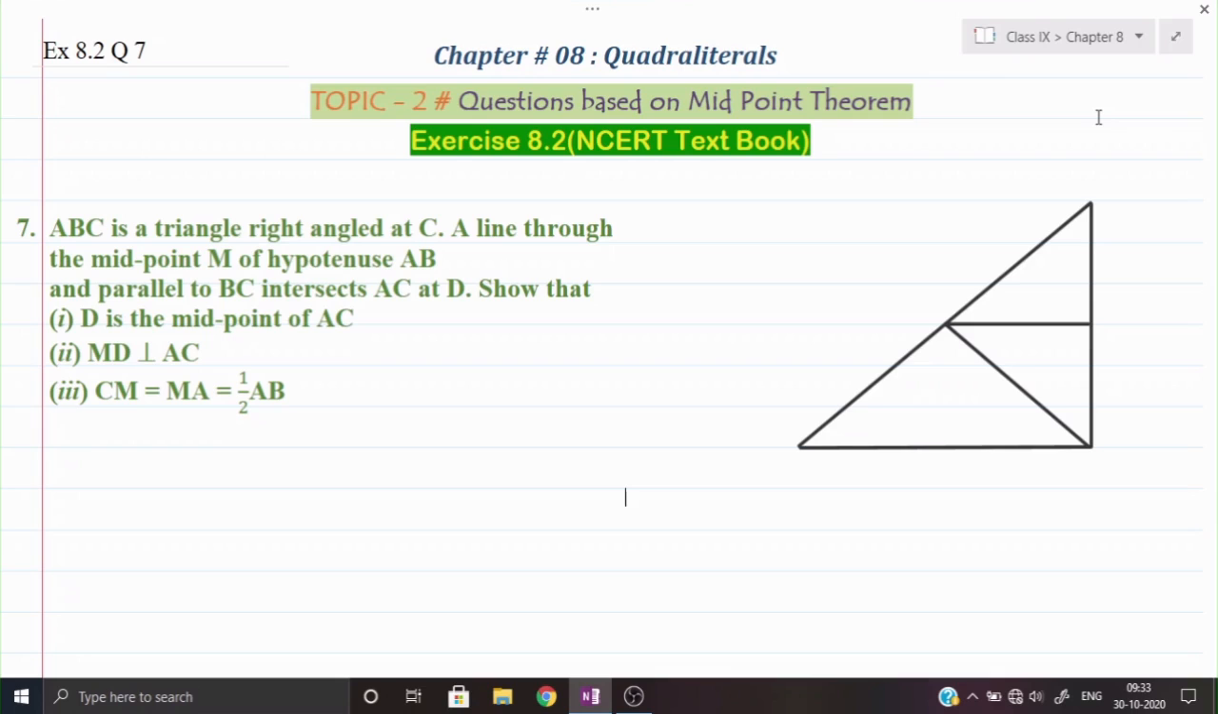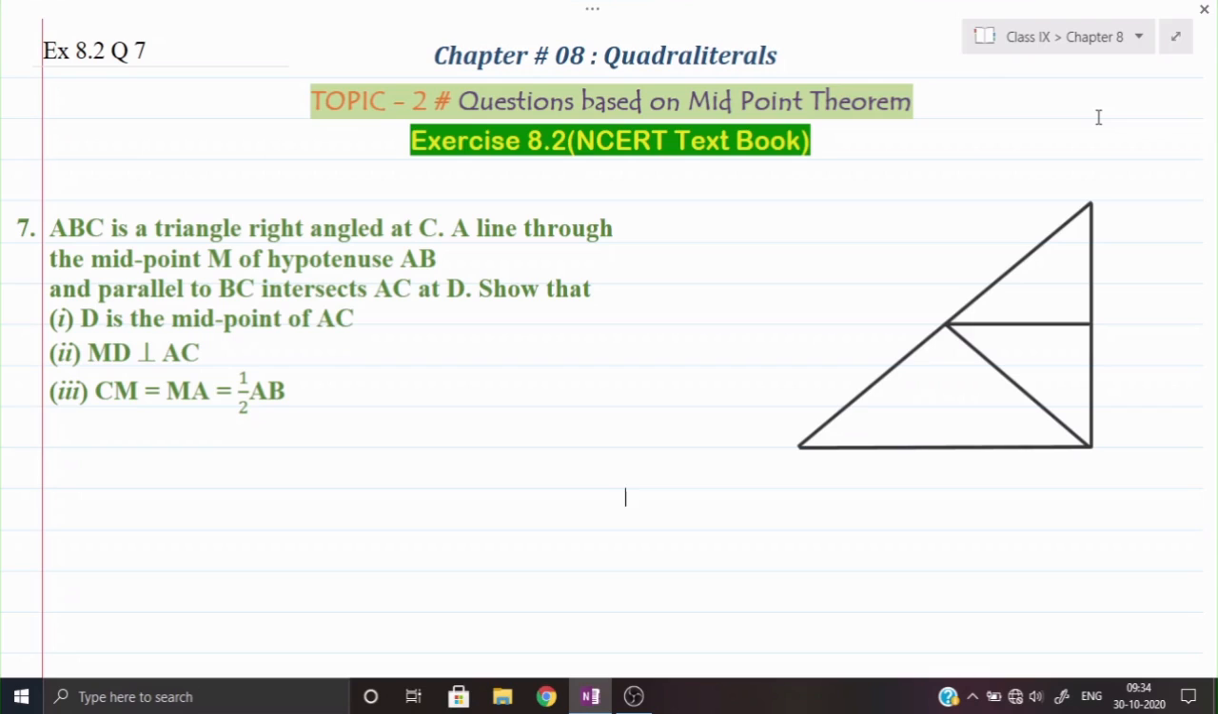ABC is a triangle right angled at C. A line through the midpoint M of hypotenuse AB and parallel to BC intersects AC at D. There are many things given in this question. First of all, we shall read the first line. I have drawn the diagram here. So see what they are saying.